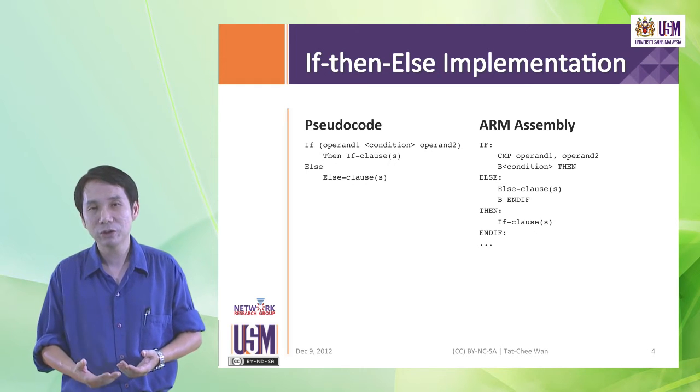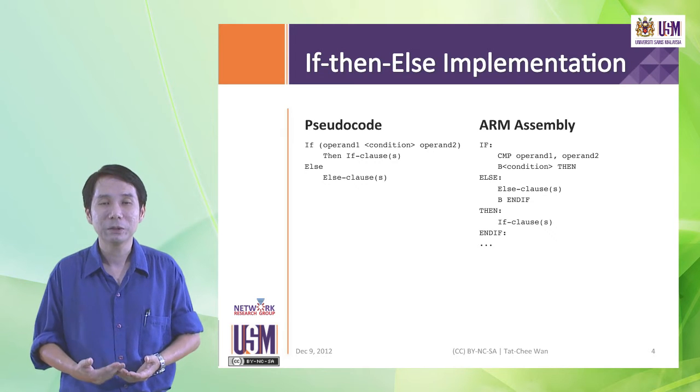If it is not true, it will fall through to the label else, at which point we will have the else clauses executed. And finally, there is a branch statement that is unconditional, meaning that you will skip over the rest of the then clauses to the end if statement label.